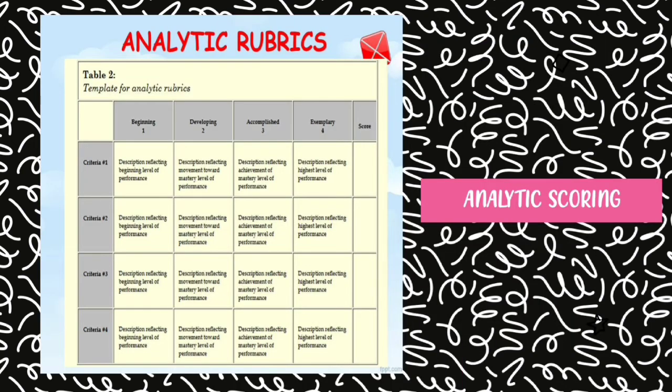Here we have an example of an analytic scoring rubric. You can see it's divided into different levels and different criteria. Each level and criterion gives a detailed description, so the teacher can look here and compare with the writer or student's performance, so the teachers can give the exact score for student performance.